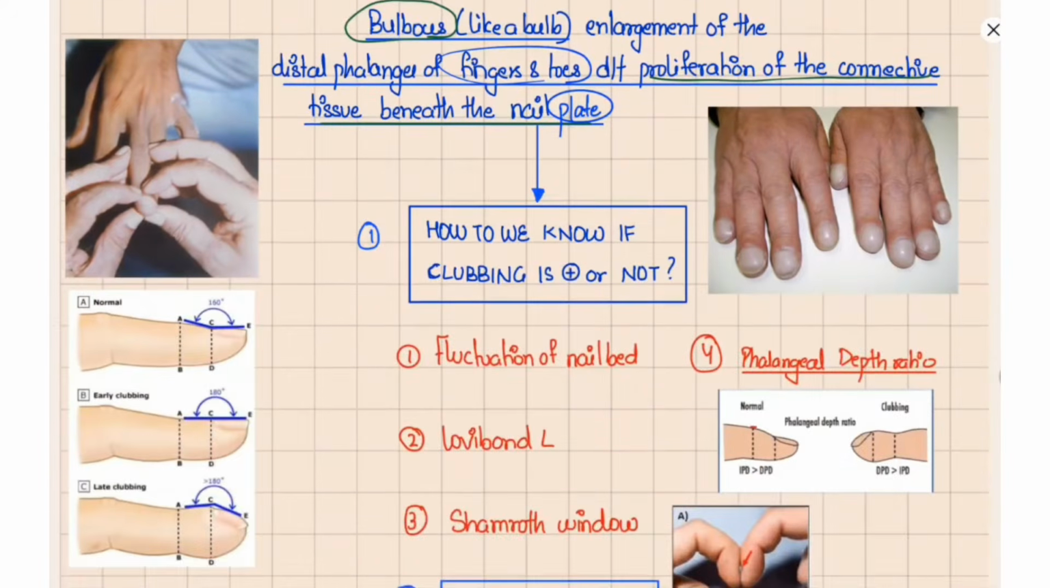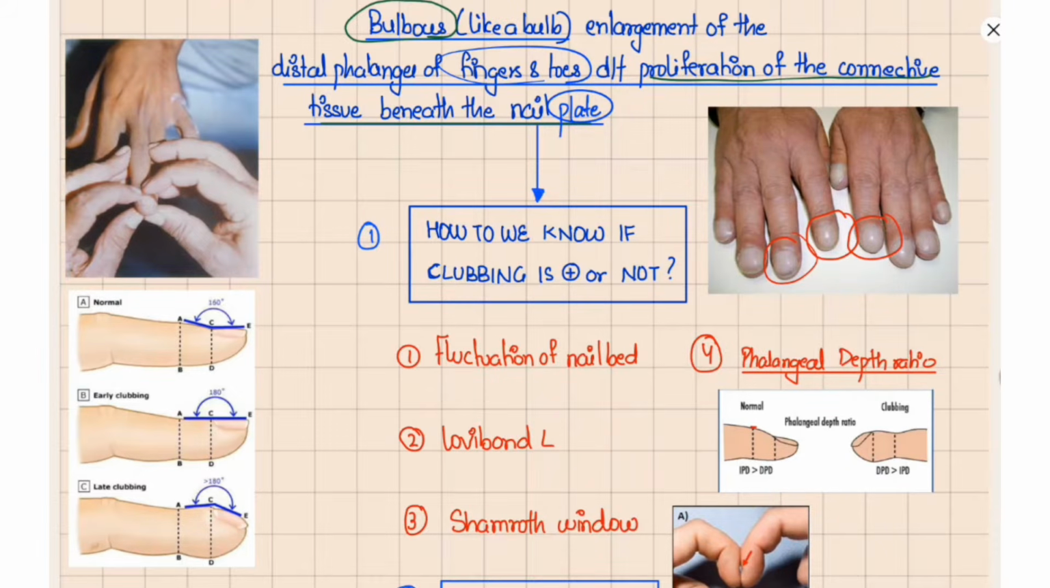So first you need to know, how do we know if clubbing is present or not? If there is gross proliferation of the tissue between the nail plate and the nail bed, you can grossly visualize the clubbing, like in this case. Whereas if the proliferation is in an early stage, you might not be able to see the clubbing grossly, so you have to use several methods to look if clubbing is present or not.